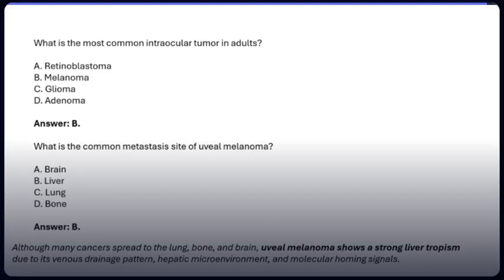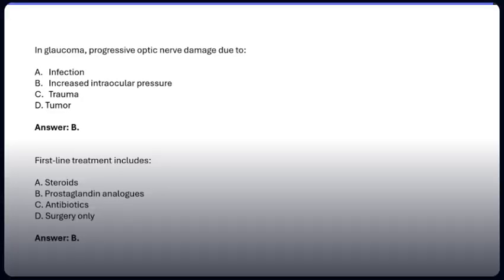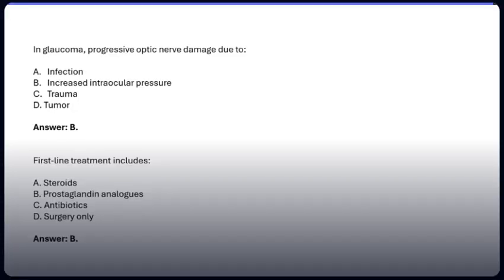Given the high-flow nature of the choroidal circulation, what physiological barriers must these neoplastic cells overcome before they can successfully colonize distant visceral organs? In the context of glaucoma, the primary driver of neurosensory degradation is a pathological elevation in intraocular pressure, which exerts direct mechanical stress on the axonal fibers at the optic nerve head.